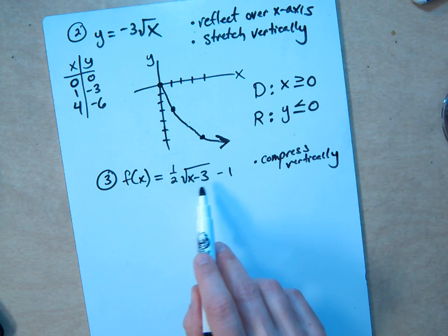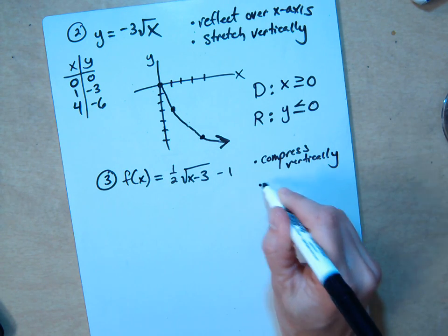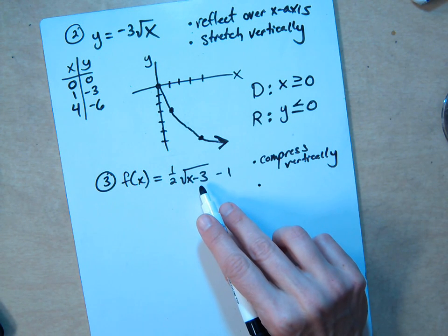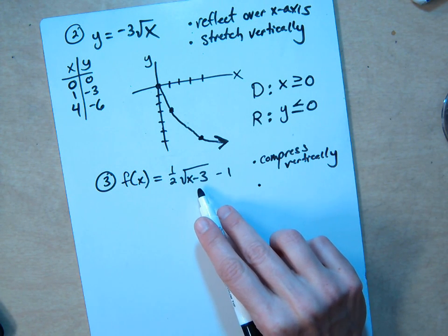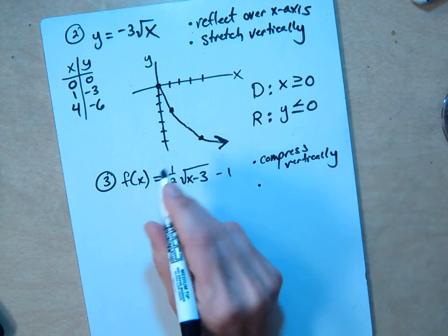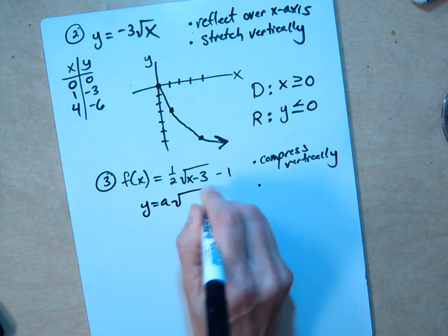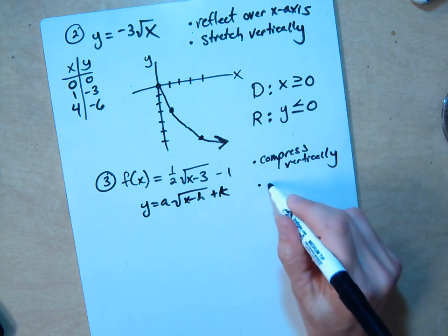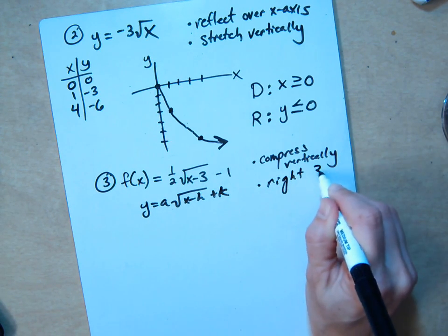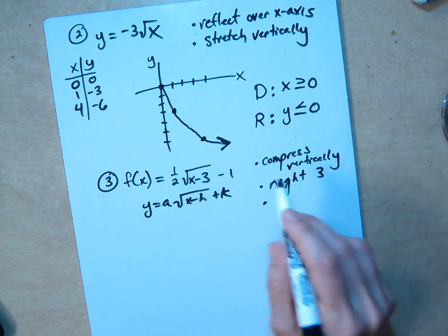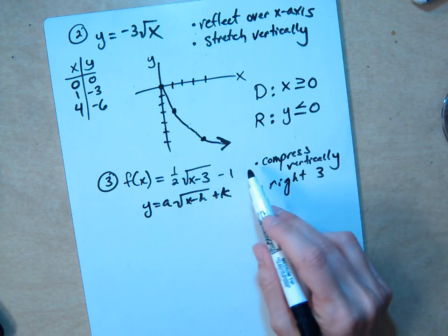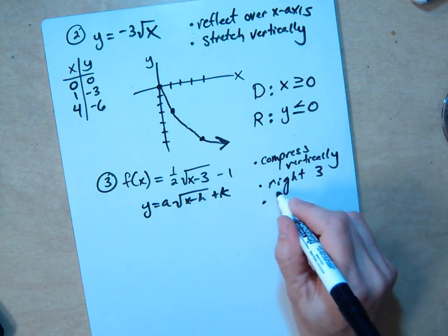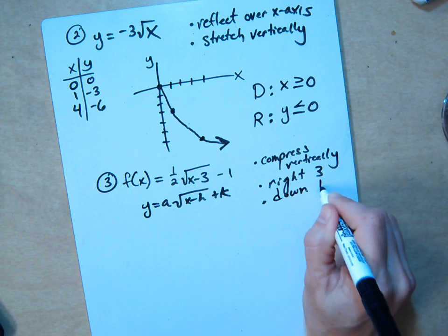What about the x minus 3? What does that do? Is it right or left? 3. h is positive 3. If you compare this to y equals a root of x minus h, plus k, see how h is positive 3? So it's to the right 3. And what about up or down? k is negative 1. Down. Down 1.